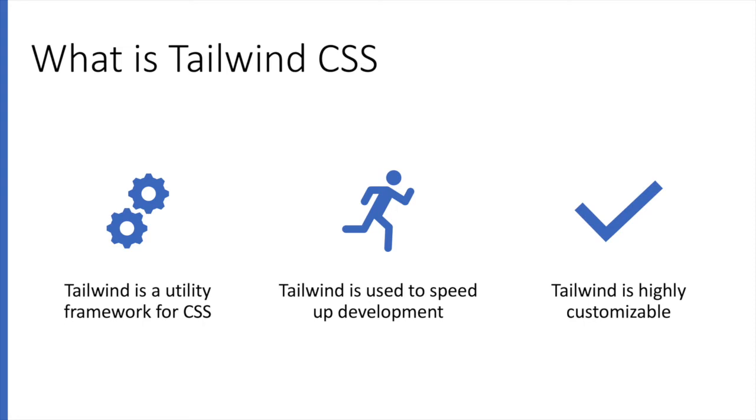So Tailwind CSS is a utility framework for CSS. What that means is it helps speed up development when you're trying to create a web application. And the best part about Tailwind CSS is that it's highly customizable. Compared to something like Bootstrap or Materialize CSS, when you see a website created with them, you can tell, oh, this is made by Bootstrap or Materialize. But when you use Tailwind, you can't tell because it's highly customizable. Anyways, I don't want to talk that much. I want to get straight into it, so let's do it.